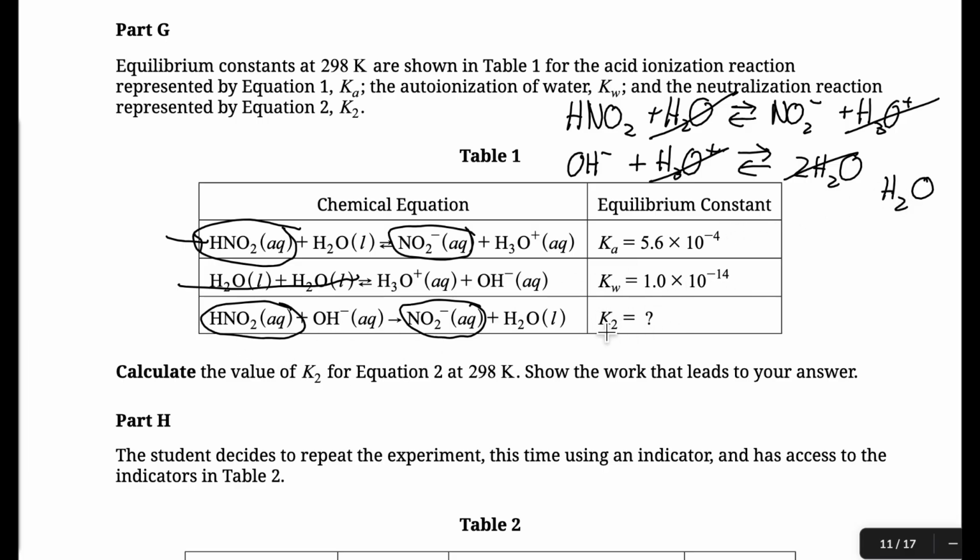So to find the K value for this equation, we simply took the K value from this one, and we kept this equation how it was. But for this one, we reversed it. And so to reverse it, we're going to need to take the reciprocal of our K value. And whenever you're adding equations, you're going to always multiply your K values. So we took the reciprocal of this because we reversed this equation, and then we multiplied these two together because we're adding these two equations once we're done. So our final answer for K2 is 5.6 times 10 to the power of 10.